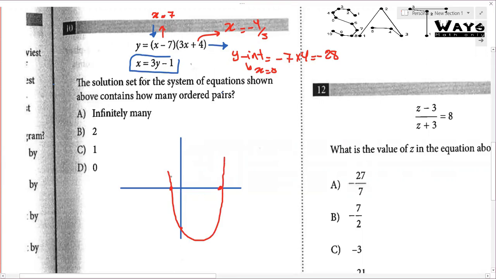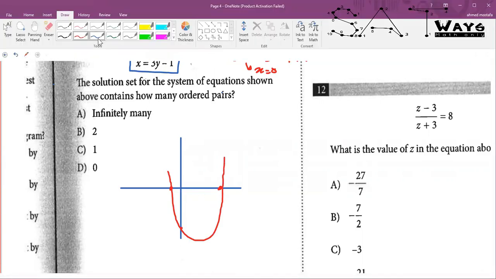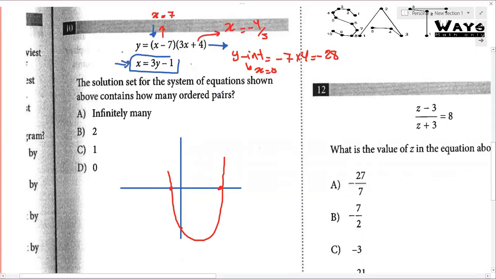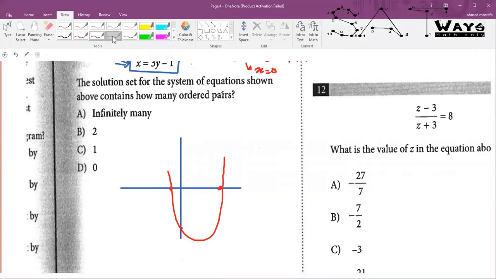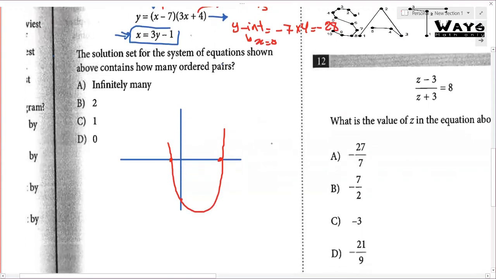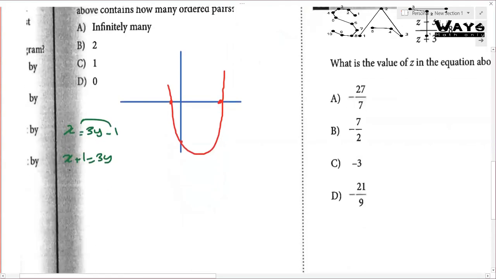Okay. And then we're going to draw the line. We can't draw it in this form, so let's convert it to the slope-intercept form so we can work with it easily. Here it's x equals 3y minus 1. Take 1 to the other side, so x plus 1 equals 3y, and then divide by 3 on both sides. So y equals x over 3 plus 1 over 3.